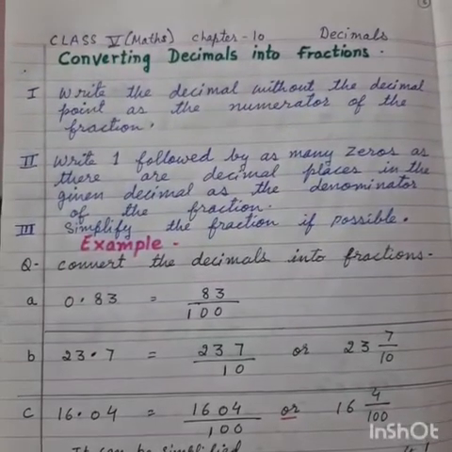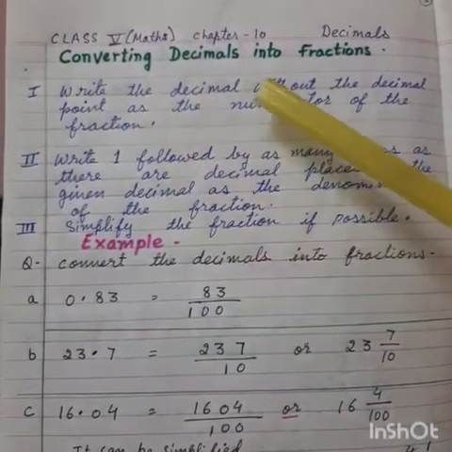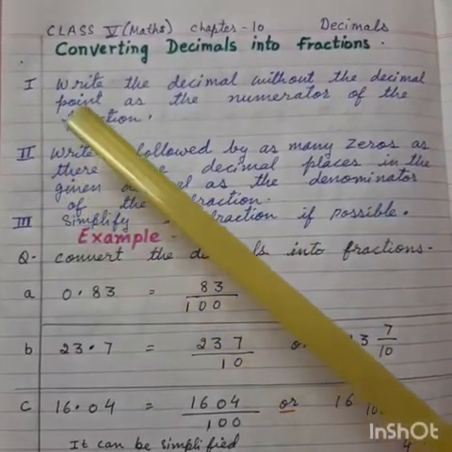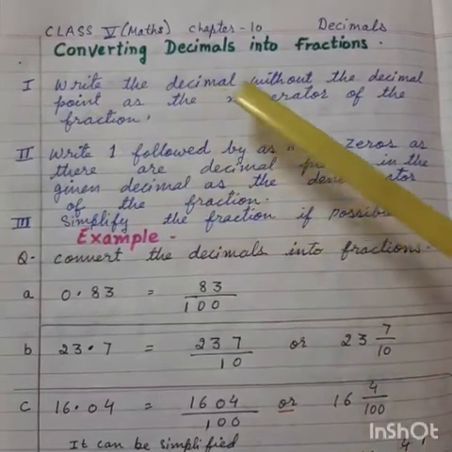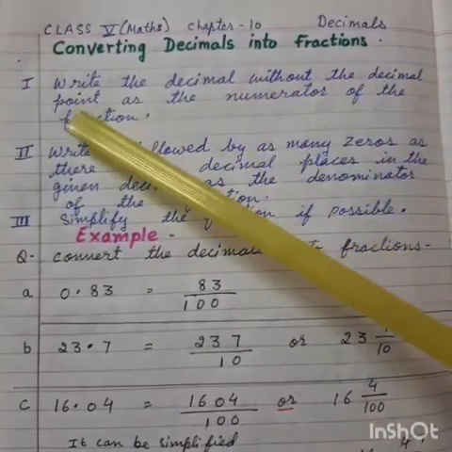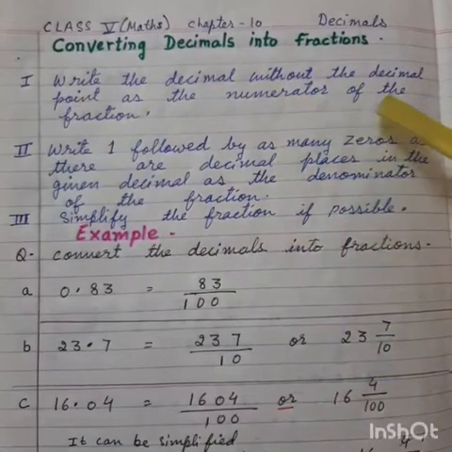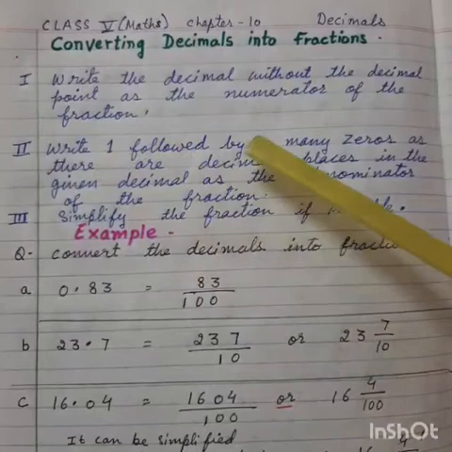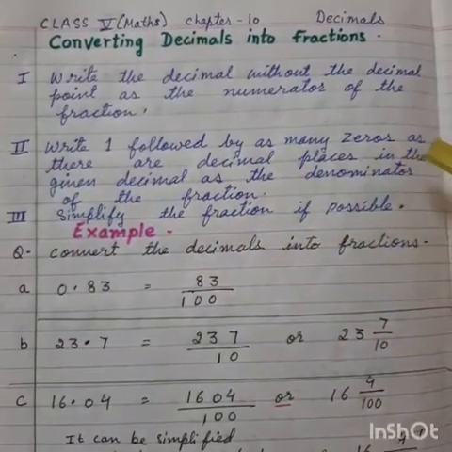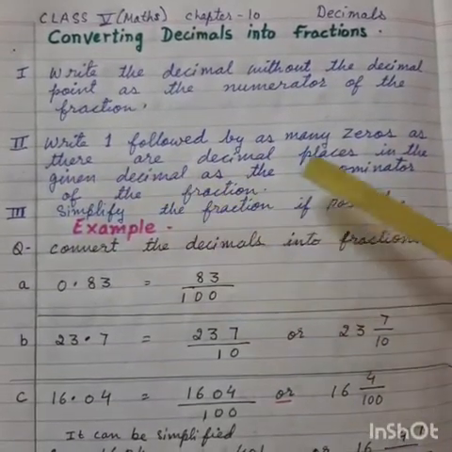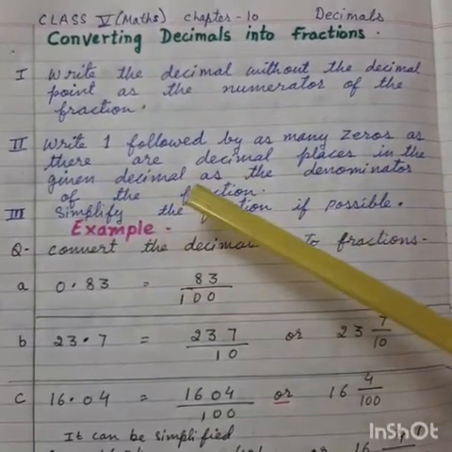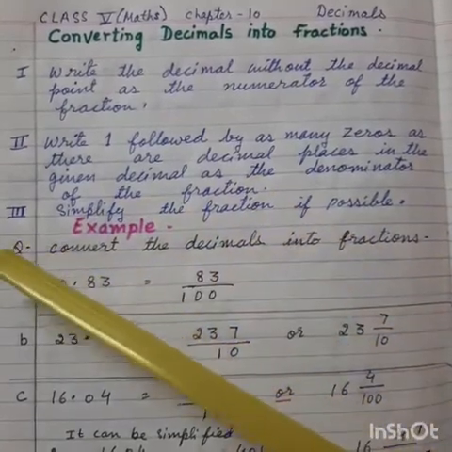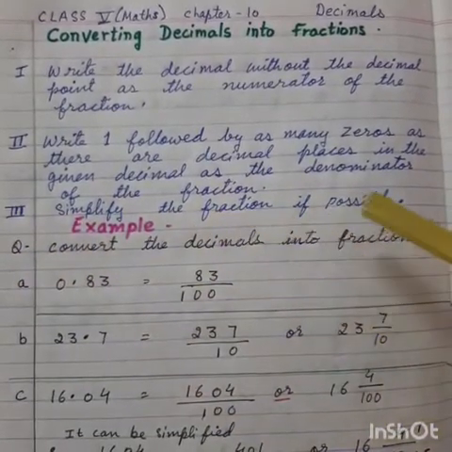Class 5, the next topic is converting decimals into fractions. So again we will see the rules. The first is write the decimal without the decimal point as the numerator of the fraction. Second, write 1 followed by as many zeros as there are decimal places in the given decimal as the denominator of the fraction. Third, simplify the fraction if possible.